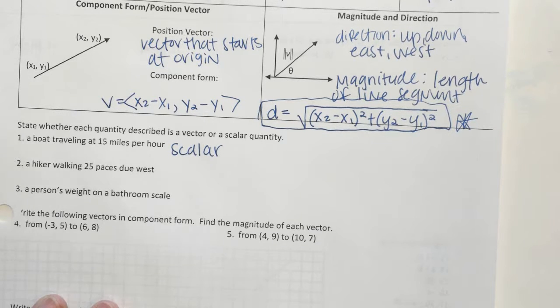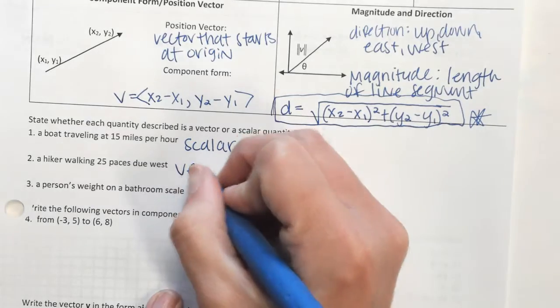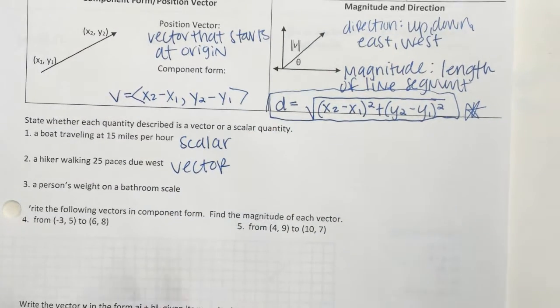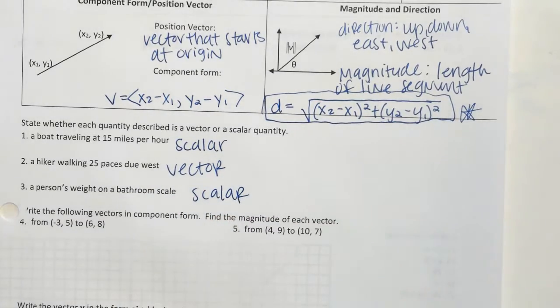Cade, read number 2 for me. A hiker walking 25 paces to the west. All right, so do we have the magnitude? Do we know how long he walked? How long did he walk? 25. Do we know what direction? West, so this is a vector. Very easy. All right, Antonio, read number 3. A person's weight on a bathroom scale. What do y'all think, scalar or vector? Vector. So we know a direction for this person's weight. Nope, it's scalar. You might have two of those on your test.